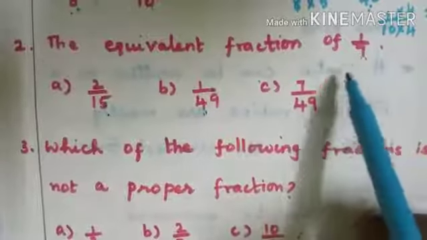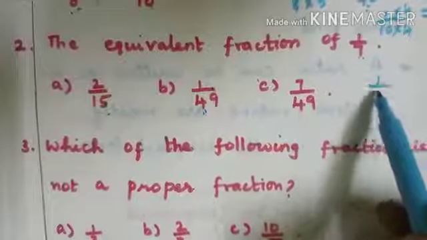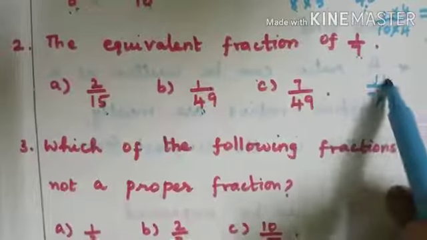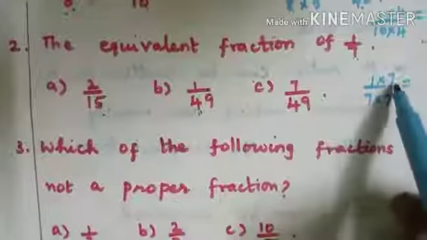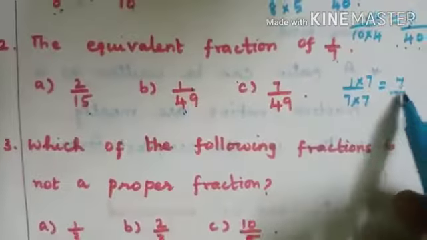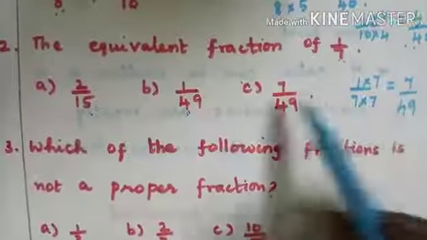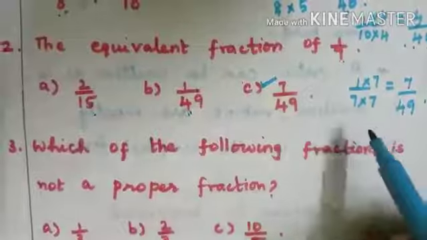Now 1 by 7, when multiplied by 7 and in the numerator also when we are multiplying it by 7, we will be getting 7 by 49, isn't it? Therefore, this is the correct answer.